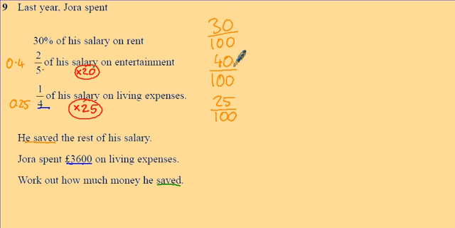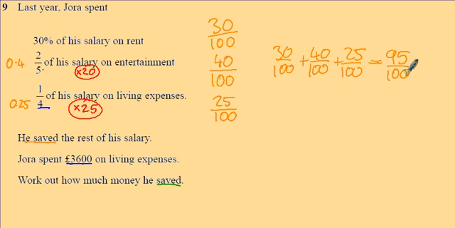So how much money is spent so far? 30 hundredths are spent on rent, 40 hundredths on entertainment, and 25 hundredths on living expenses. So in total, that's 95 hundredths. Or to show as a calculation, we have this. So how much is left? If 95 hundredths have been spent, then there must be 5 hundredths left that have been saved. Now that's 5 hundredths of his total salary.